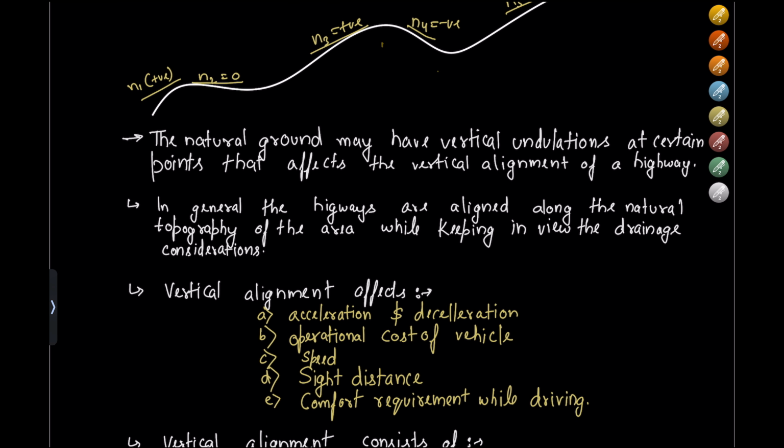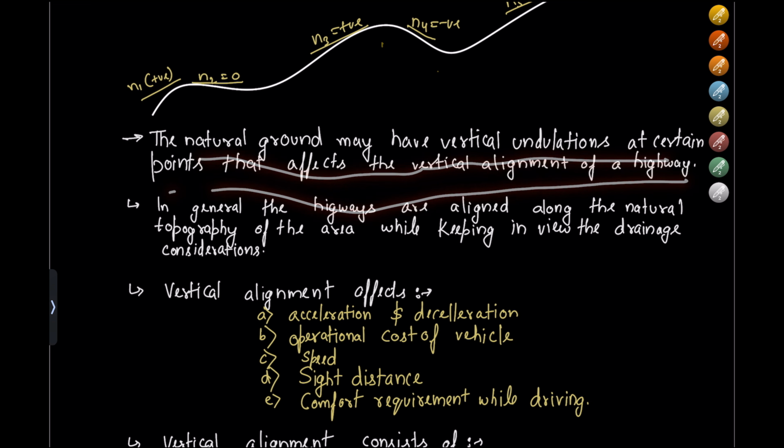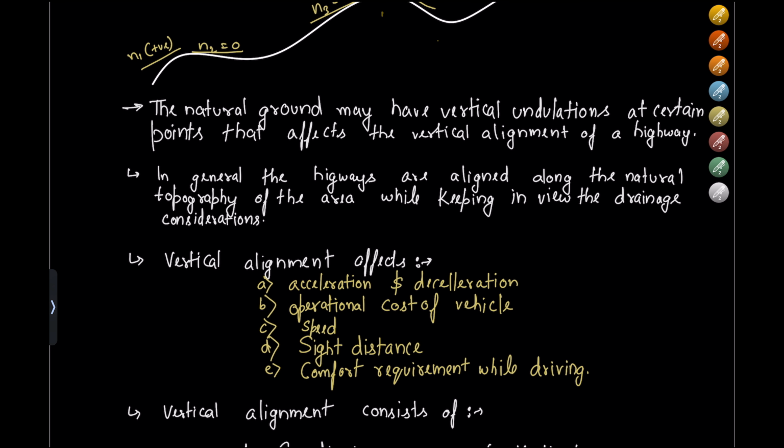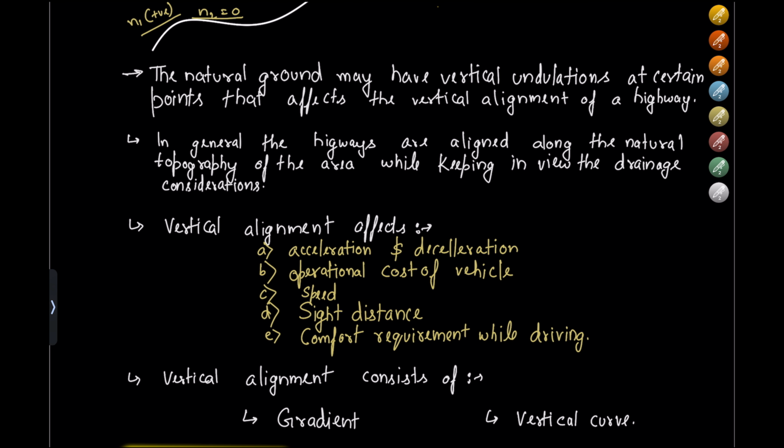The natural ground may have vertical undulations at certain points that affect the vertical alignment of the highway, and that's why we need to provide the vertical curve. In general, the highways are aligned along the natural topography of the area while keeping in view the drainage considerations, but in some cases the requirement arises for the vertical curve. Right?